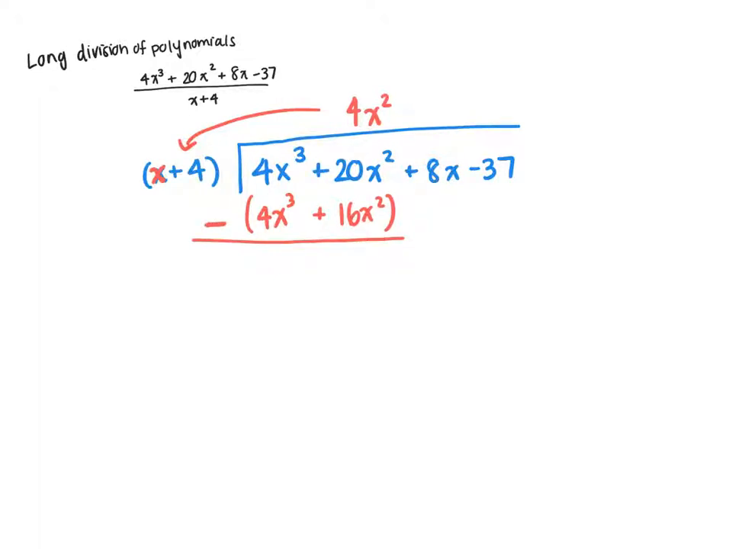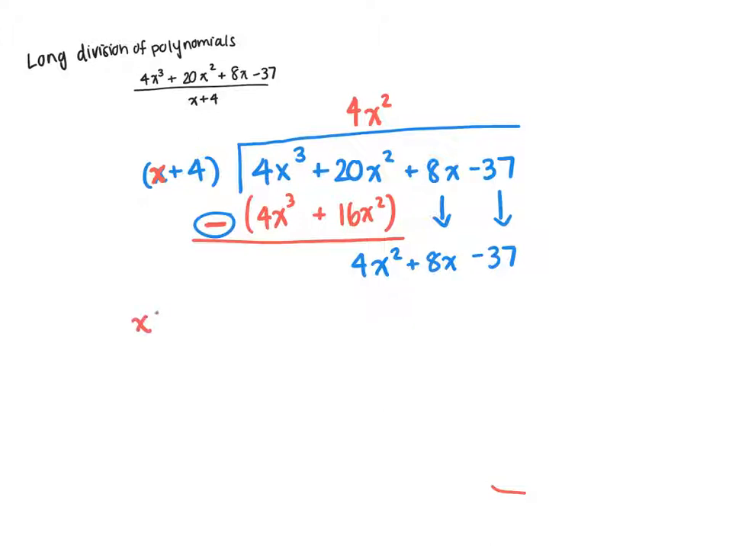Okay, erase this arrow. When we subtract, we get 4x cubed minus 4x cubed, which is 0. 20x squared minus positive 16x squared is going to give us 4x squared. We're going to drop down the other terms. And so now our question is, how many times does x plus 4 go into 4x squared plus 8x minus 37?